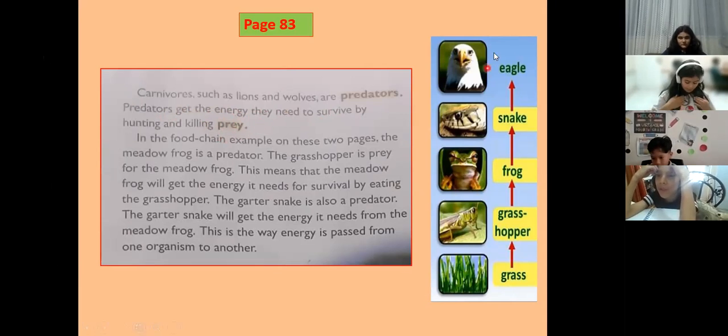Yes? So that's why I was explaining here that the grasshopper is prey for the meadow frog. So the frog hunts and kills the grasshopper. The frog is a predator in this case because it kills the grasshopper, and that grasshopper is going to be prey. The snake is a predator because it kills the frog, so the frog is going to be the prey in this case.